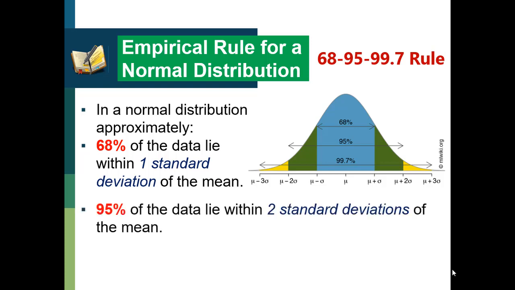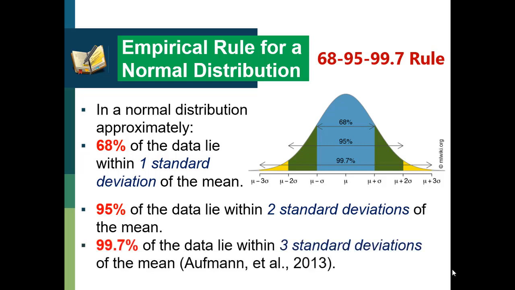Now, if the blue region extends to the green region, that is two standard deviations from the mean. And the total area of that region is 95%, because it is a lot wider than the 68%, or the blue region, which is only one standard deviation from the mean.